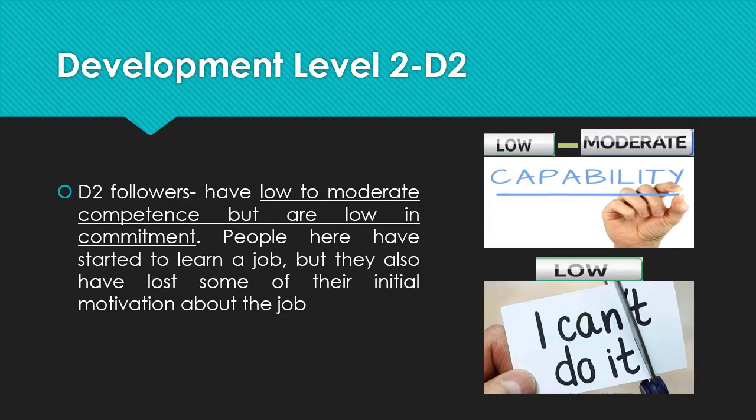The second one is D2 followers. They are people who have low to moderate competence but they are low in commitment. People here have started to acquire the skills required for a job, but they also have lost some of the motivation that they previously had.